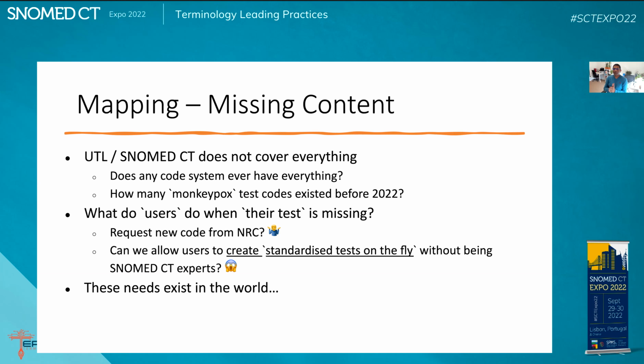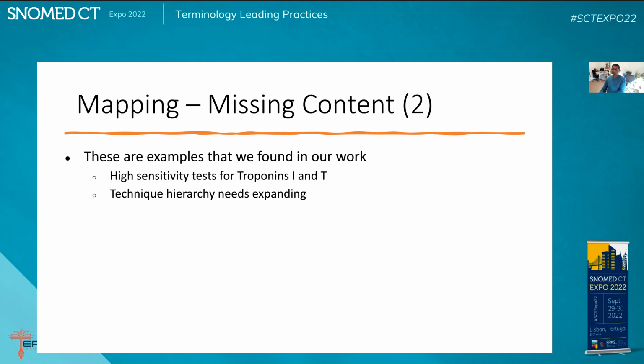So typically, for a person in a lab who now wants to use a report and a test, what are we expecting them to do? Are we expecting them to request a new code from the NRC? Or can we, controversially, allow people to create their own standardized test on the fly, right? And this is where we think the real-world use case exists. So I'm not making these up.